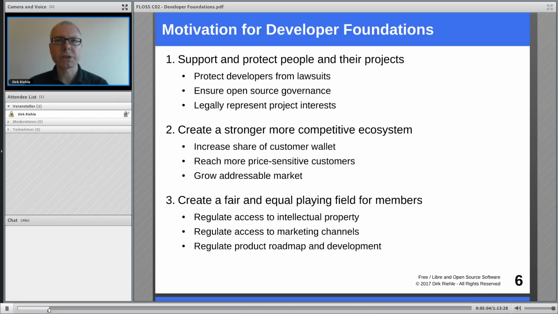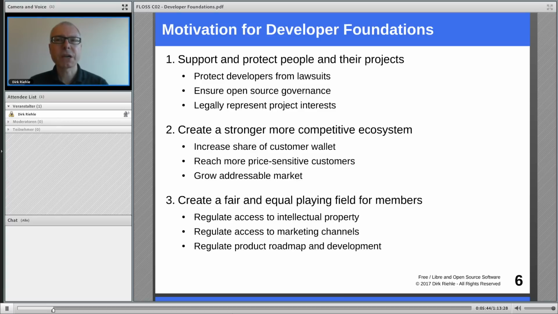Not soon thereafter, industry learned that open source developer foundations are a great way of joining forces in a structured way, and that it helps them create a more competitive ecosystem where those in the ecosystem can benefit from that increased competitiveness. Specifically, it leads to increasing the share of the customer wallet, as I call it, meaning making more money off customers without hurting the customer necessarily, reaching more price-sensitive customers and growing the addressable market.